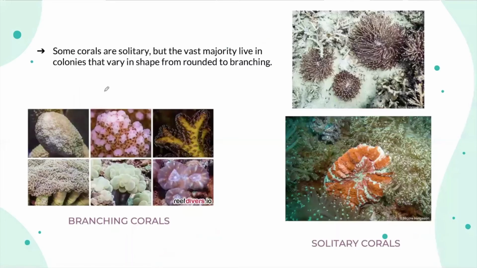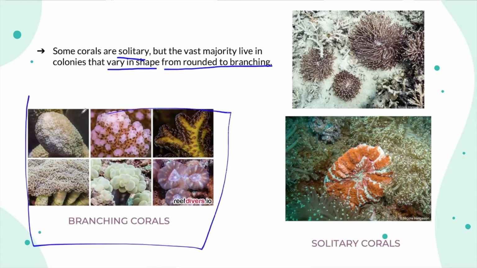Some corals are solitary, but the vast majority live in colonies that vary in shape from rounded to branching. These are examples of branching corals. As you can tell, they have a lot of different shapes. Next, these are examples of solitary corals. In the middle of the solitary coral is the mouth of the polyp.